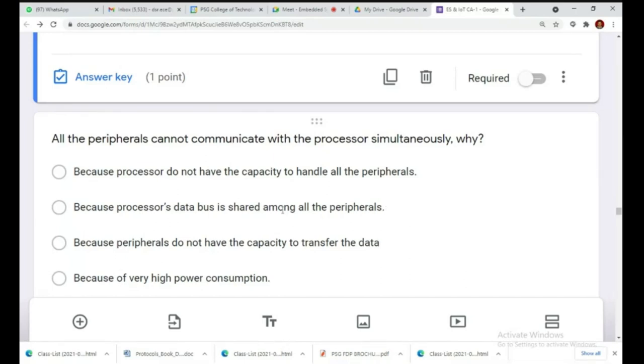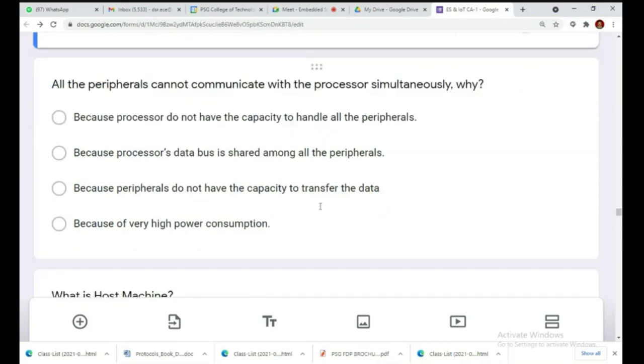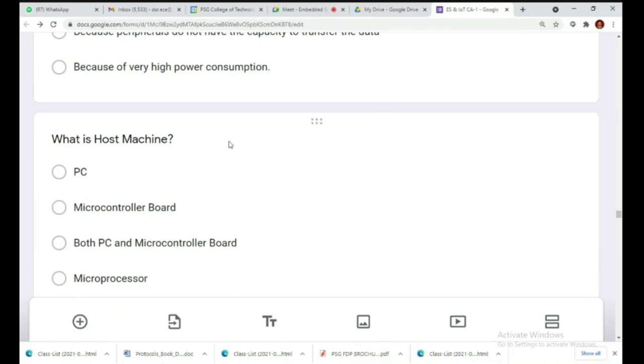Because the processor's data bus is shared among all the peripherals. So B is the right answer. Because peripherals do not have capacity to transfer the data? All the peripherals have the capacity to transfer the data, so that is also wrong. Very high power consumption? That is also wrong. So the right answer is because the processor's data bus is shared among all the peripherals. All the peripherals cannot communicate with the processor simultaneously because the processor's data bus is shared among them.